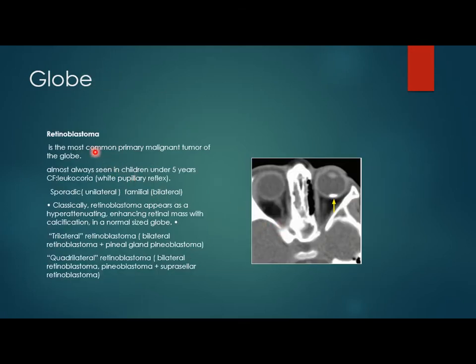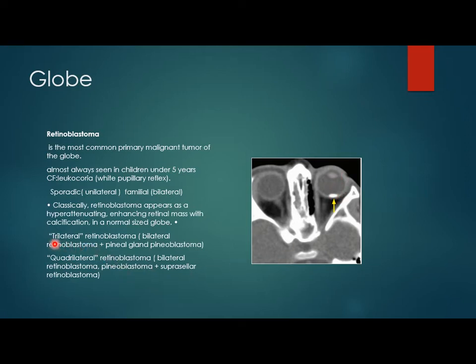In the globe, we have retinoblastoma. This is the most common primary malignant tumor of the globe. It is almost always seen in children under 5 years of age. Clinical features are leukocoria, a white pupillary reflex. It may be sporadic unilateral or familial bilateral. Classically, it appears as a hyperattenuating, enhancing retinal mass with calcifications in a normal size globe.